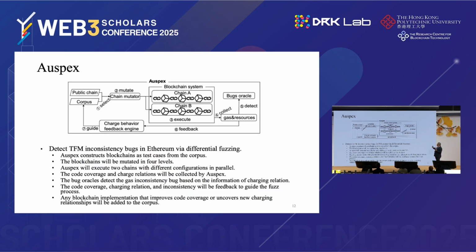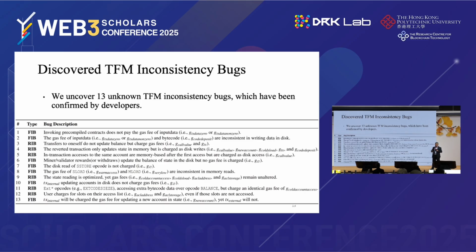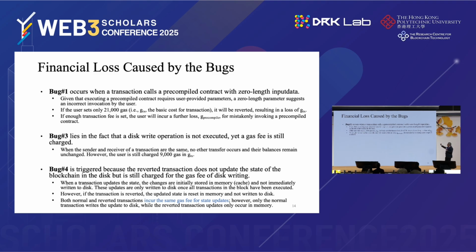So we developed a new fuzzing tool called AusPax to identify these two types of inconsistent bugs. So I will skip the detail of our system, which can be found in our paper. Here I would like to introduce some of the bugs discovered by our tool. So we uncover 13 unknown TFM inconsistent bugs, which have been confirmed by the Ethereum core development team. And I will introduce some financial loss that can be caused by the bugs.